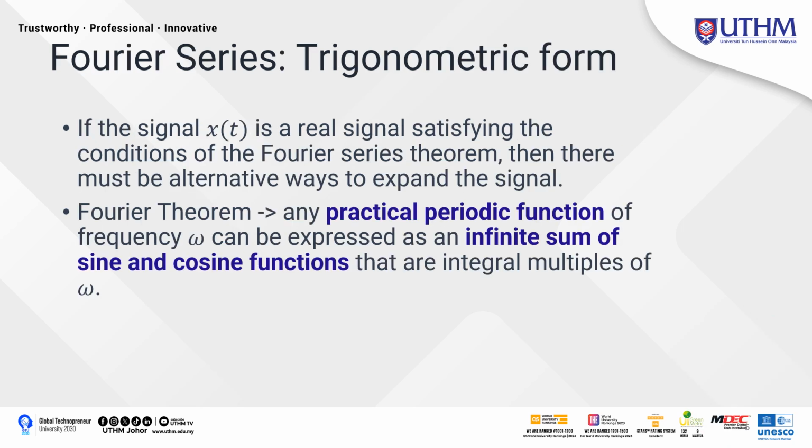What is trigonometric Fourier series? Here it is mentioned, in the Fourier transform, any particular periodic function of the frequency omega can be expressed as the infinite sum of the sine and cosine functions that are integral multiples of omega. Okay, this means that the trigonometric Fourier series is a way to break down any periodic signal or function into a combination of simple wave shapes such as the sine and cosine.